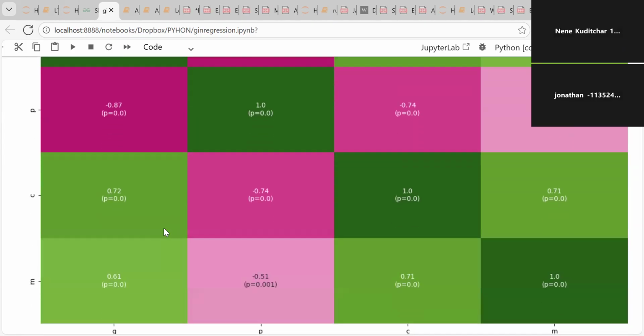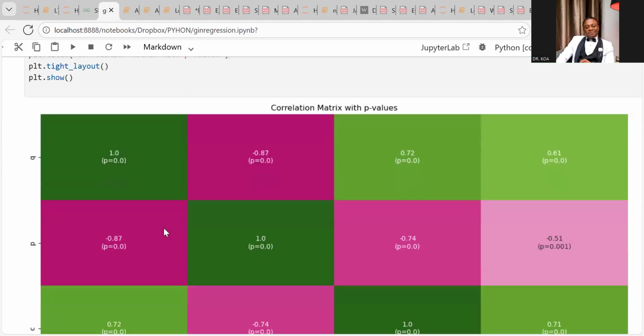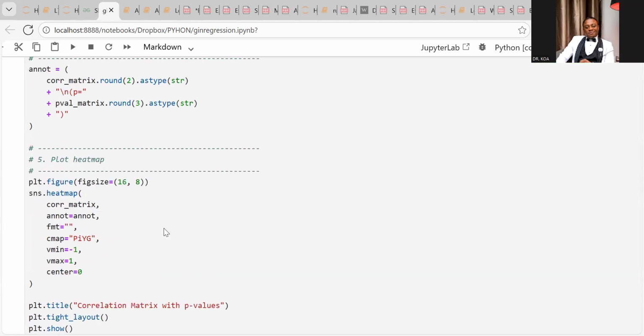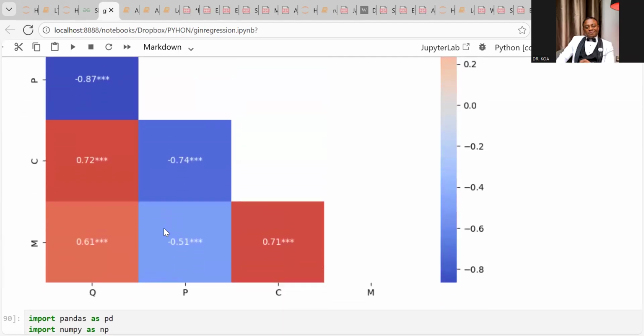So now that you have the correlation, you are going to address the following questions. Question number 1. Which 3 pairs of variables are perfectly correlated? You can raise your hand and tell me. Which pairs of variables are perfectly correlated? Okay. You can use this one. By the way, perfect correlation simply means that they have a coefficient of 1. And normally when they have a coefficient of 1, we don't even look at them.